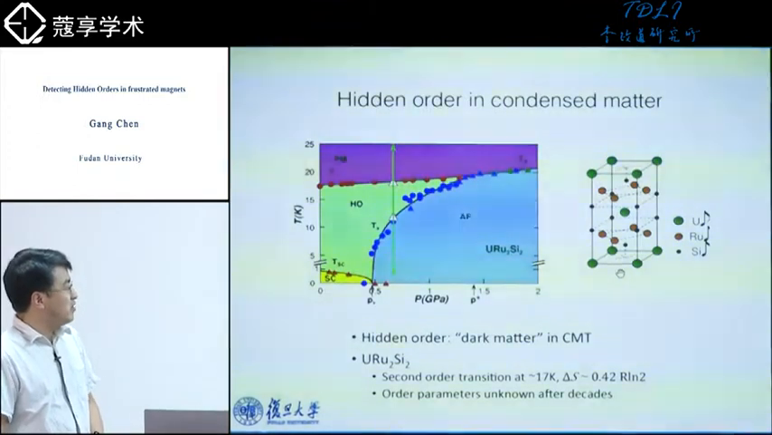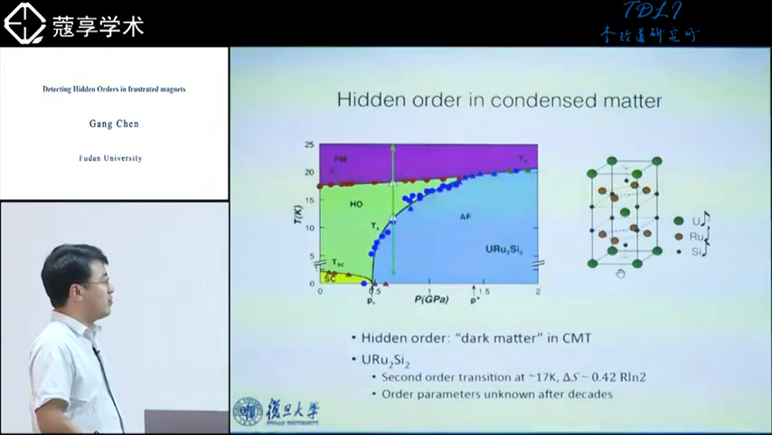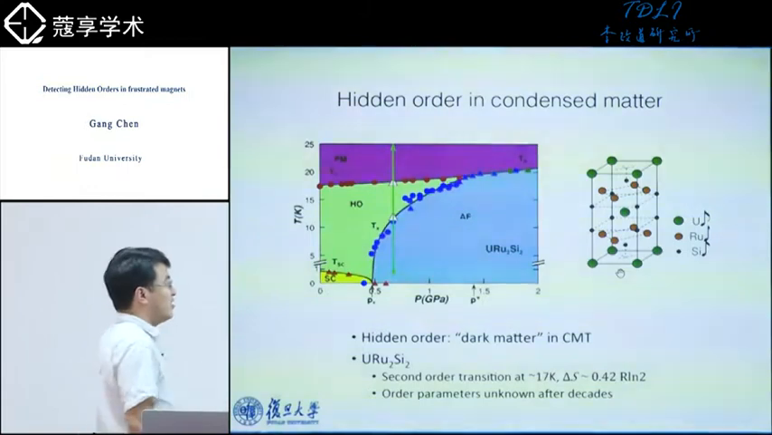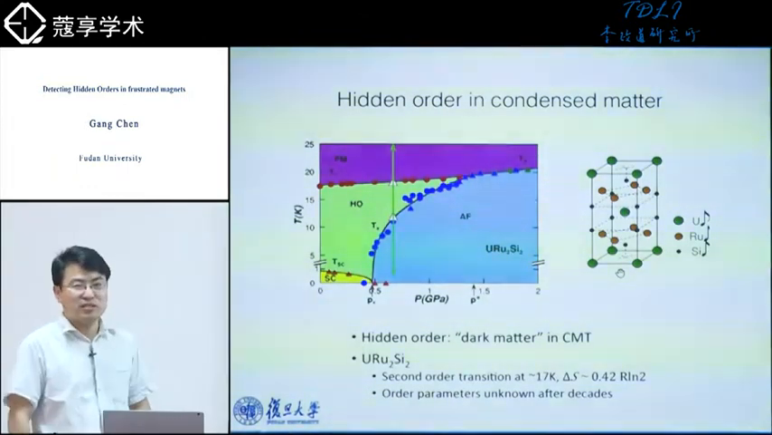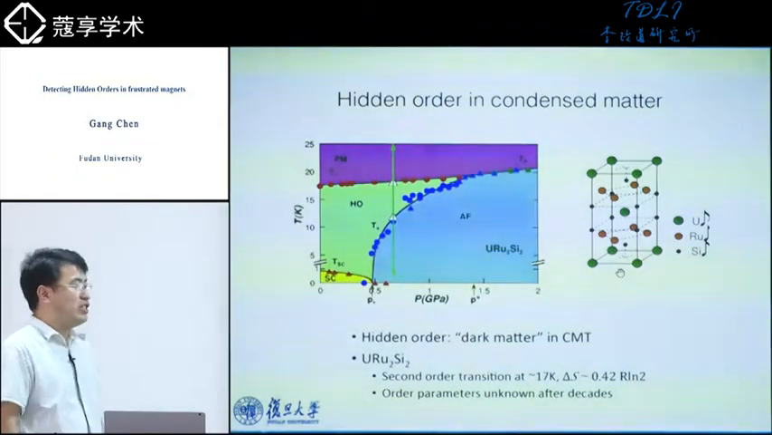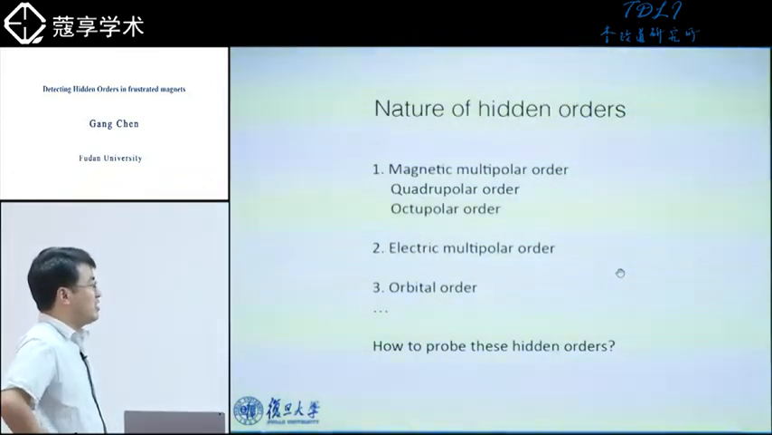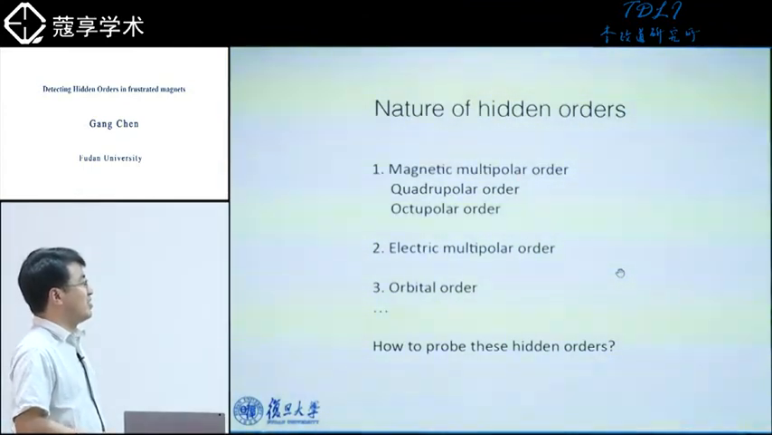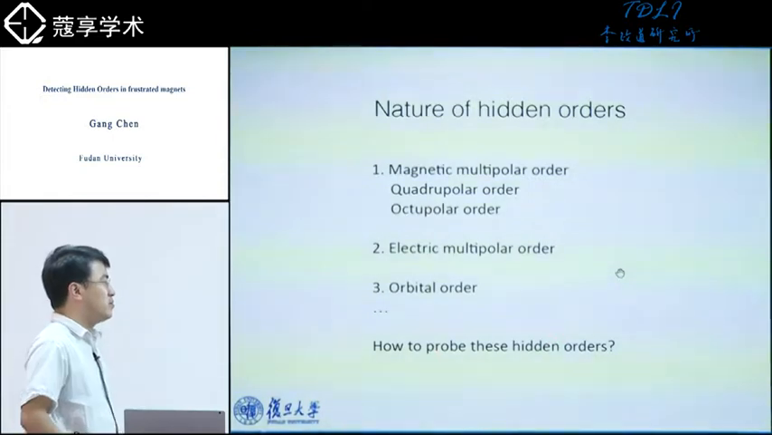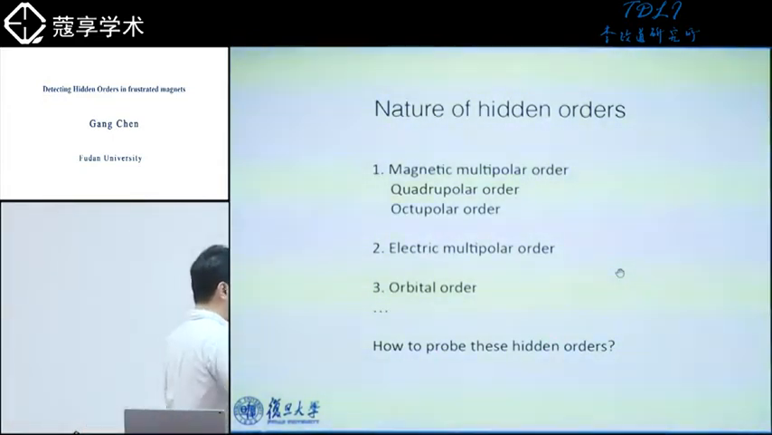Then there are various proposals, and once this hidden order was proposed, there were a lot of proposals of hidden order in other systems. Anything we don't really understand, or that does not couple to any experimental probe, is named hidden order. There are candidates like magnetic multipolar order, electron multipolar order, even some orbital order. The important question is: how do you reveal these hidden orders?